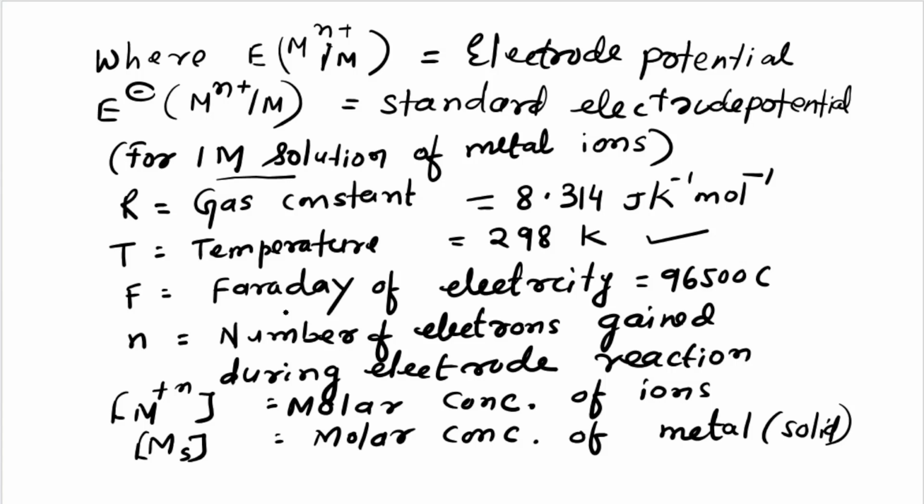F is the Faraday of electricity. You know the value, 96500 coulomb. And n is the number of electrons gained during the electrode reaction. What is n? n is the number of electrons gained or accepted when that reaction takes place. M n plus is the molar concentration of the ion, and M solid is the molar concentration of the metal solid, which is taken as 1.